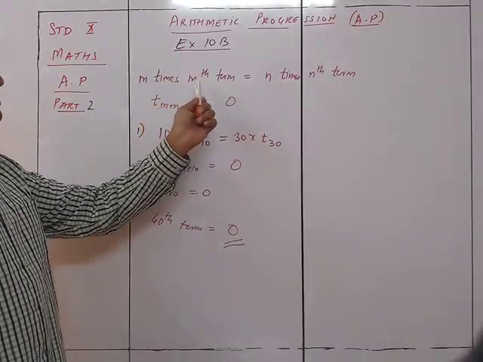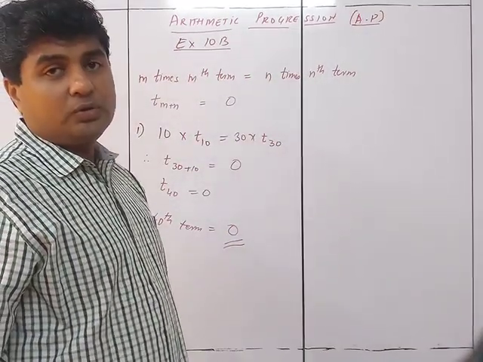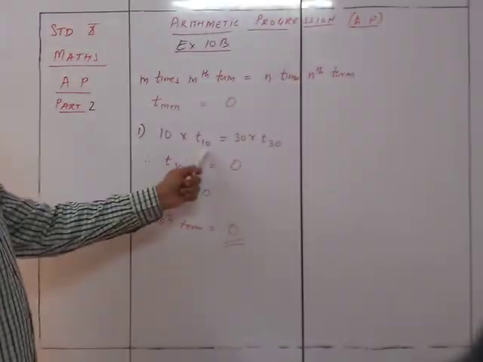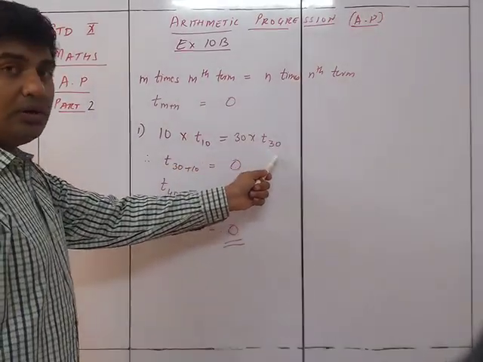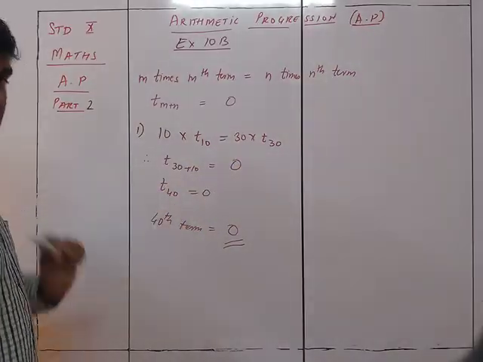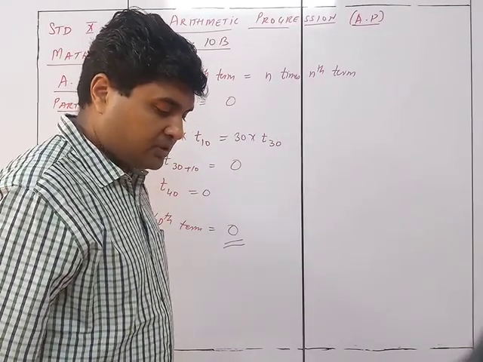Okay, so if m times Tm is equal to n times Tn, then T(m plus n) will be equal to 0. Got it? 10 into T10 is equal to 30 into T30. In that case, T40 will be 0. We move on to sum number 3.